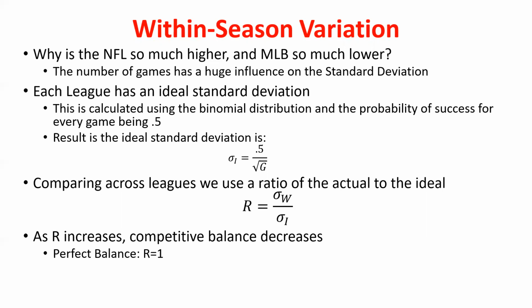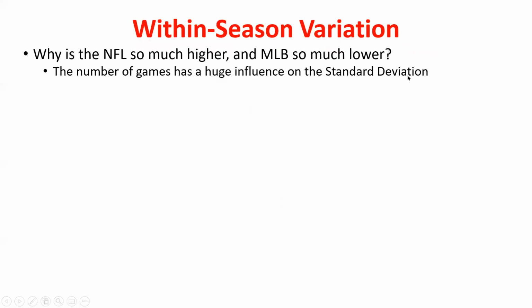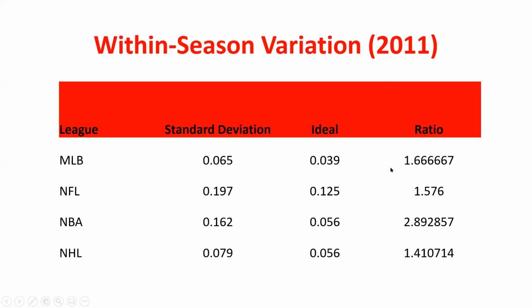So if we go back to the other slide, I had those original standard deviations for each league. I can then come up with the ideal standard deviation for each league and then take the ratio of the two. Now we can see that actually the league that is the most imbalanced, or out of balance, would be the NBA. And then for the NFL, I don't think this is 2011 either. I think it's the same as whatever year I said here. Yeah, it's 2016. That must be a typo.